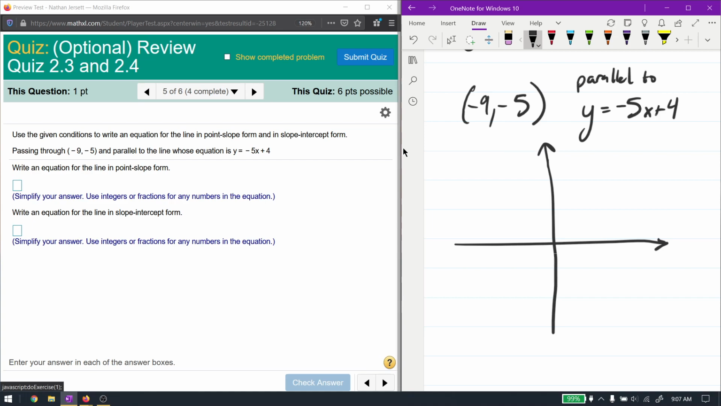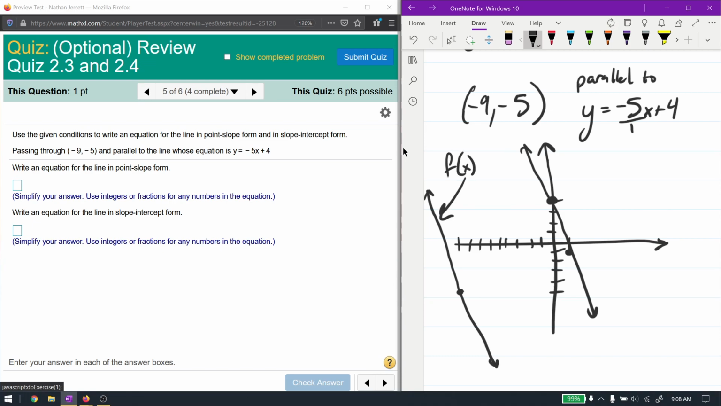You don't have to do this, but I just want to give you the information they're talking about here. So this line that it's parallel to has its y-intercept there. -5 is the same as -5/1, so we're going to go down 5 units and run 1 unit. So this is the line that our line is parallel to. And it passes through -9, -5. So 1, 2, 3, 4, 5, 6, 7, 8, -9, and 1, 2, 3, 4, 5. It passes through this point, and it's parallel to this line, so it's going to look something like this. This is the line we're trying to find. This is the equation, the f of x, or the y, that we're going for.